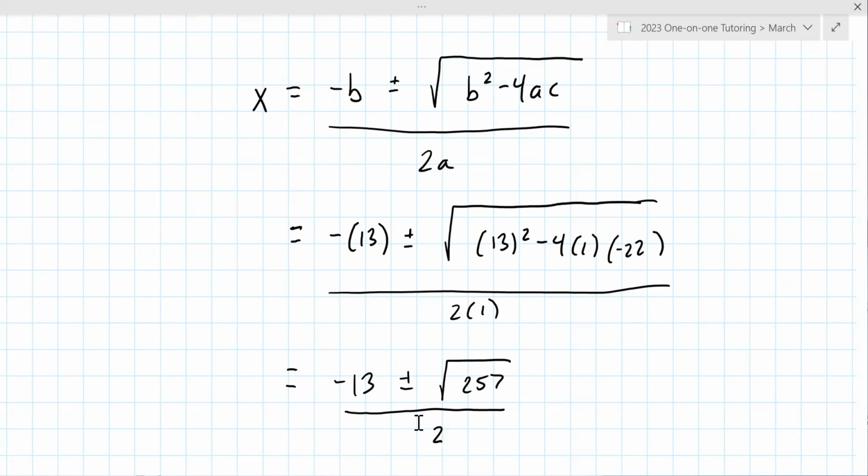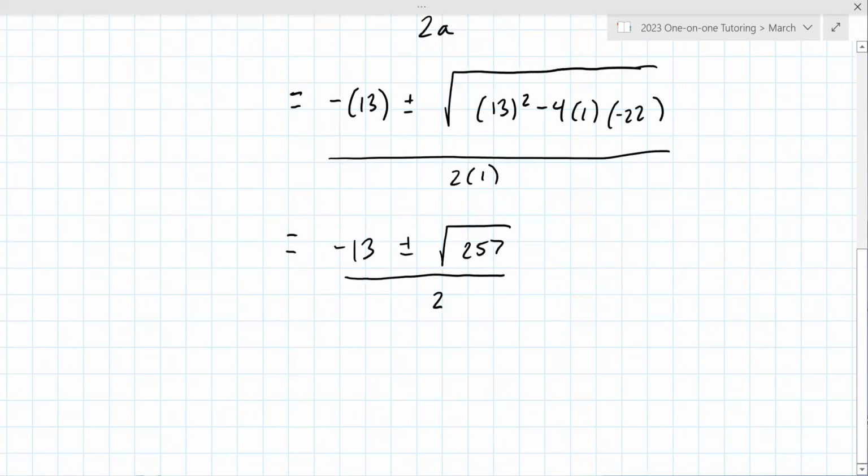All right, so this is it. I mean, this is your answer here. And we can clean it up a little bit by splitting it apart: minus 13 over 2 plus or minus the square root of 257 over 2. But this is optional. You do not have to do this if you don't want. It's really up to your teacher what they want. So you ready to move on to the next one?